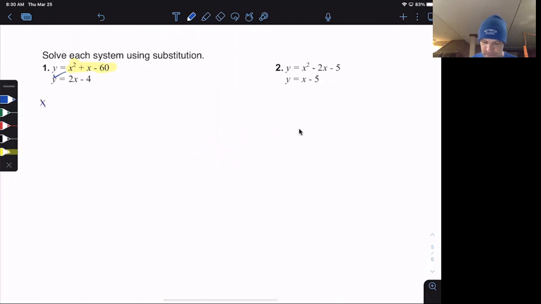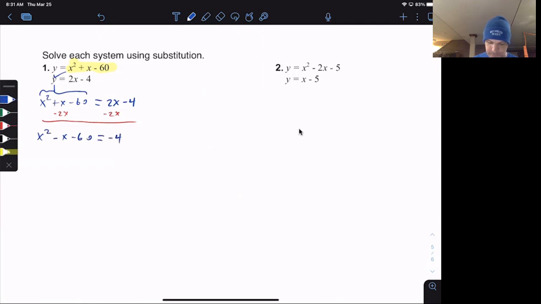So I would get x squared plus x minus 60, which is what y equals, right? Equals 2x minus 4. Some people like substitution a lot better, by the way, so you may be one of them. I'm going to subtract 2x over here. X squared minus x minus 60 equals negative 4. And then I'm going to add 4.